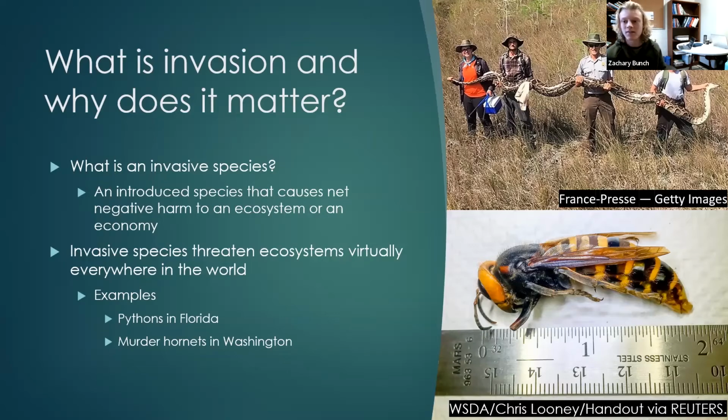The threat from invasive species is present virtually everywhere in the world, plaguing nearly every ecosystem on the planet, from streams to wetlands to forests to grasslands. Some examples you may be familiar with are the Burmese pythons in Florida, as well as the invasive murder hornets first spotted in Washington. These examples are species that are highly aggressive predators. As you can see from the picture on the right, they are quite large and quite frankly scary looking. This size and aggression means their impacts are very immediate and measurable.